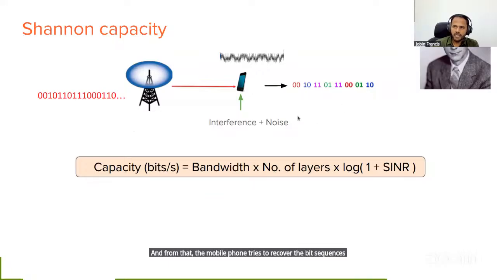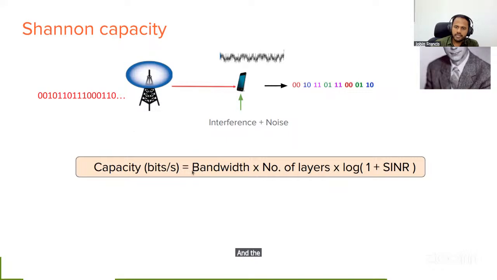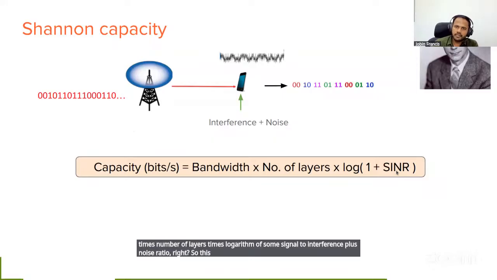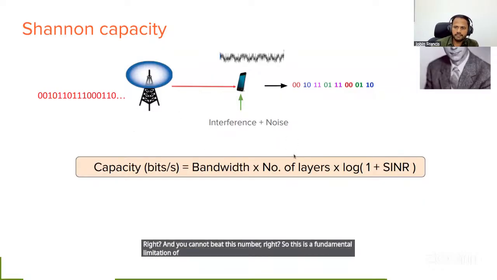So in doing so, there is a rate at which these bits are being sent per second, and that is the capacity. And the capacity is going to be given by this bandwidth times number of layers times logarithm of some signal to interference plus noise ratio, right? So this is the fundamental result from Claude Shannon, right? And you cannot beat this number, right? So this is a fundamental limitation of the system that we have, right?